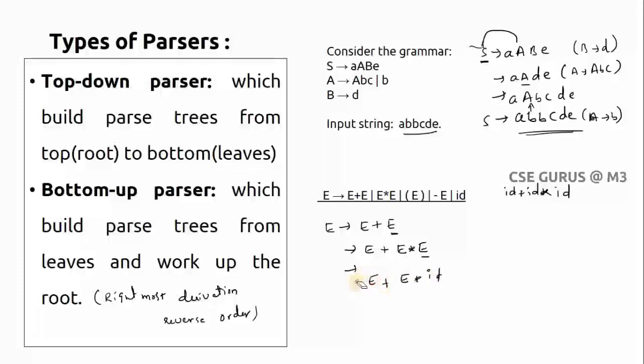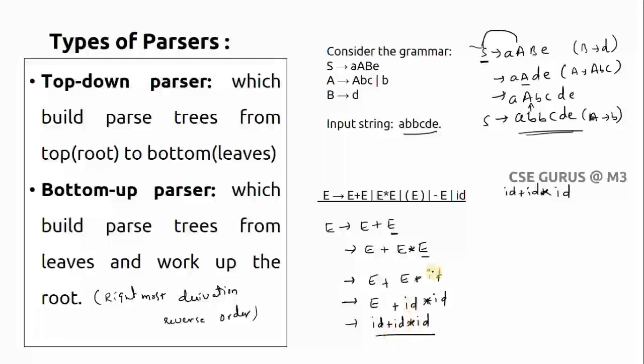And now the next one is this id is over. This E has to be derived, like this. Now finally from the right side, what is the non-terminal? This one. This is id plus id into id. So this is what rightmost derivation in reverse order.